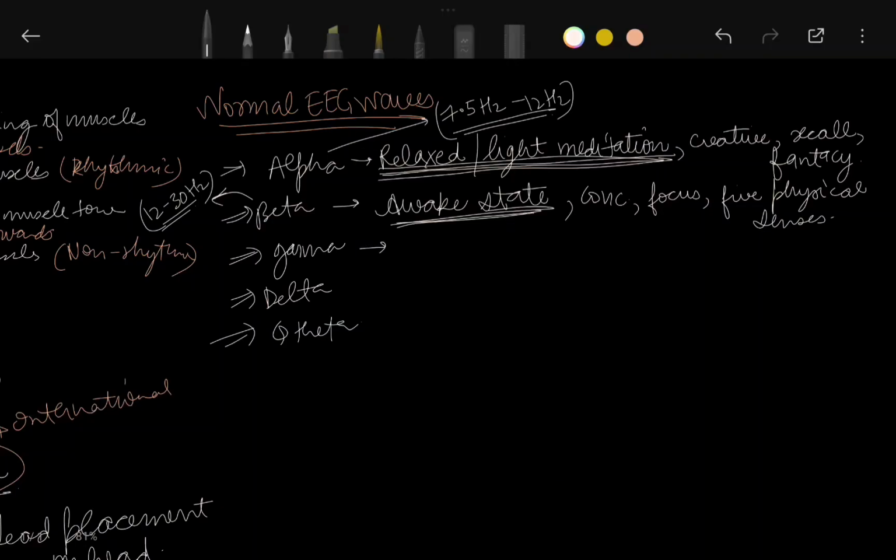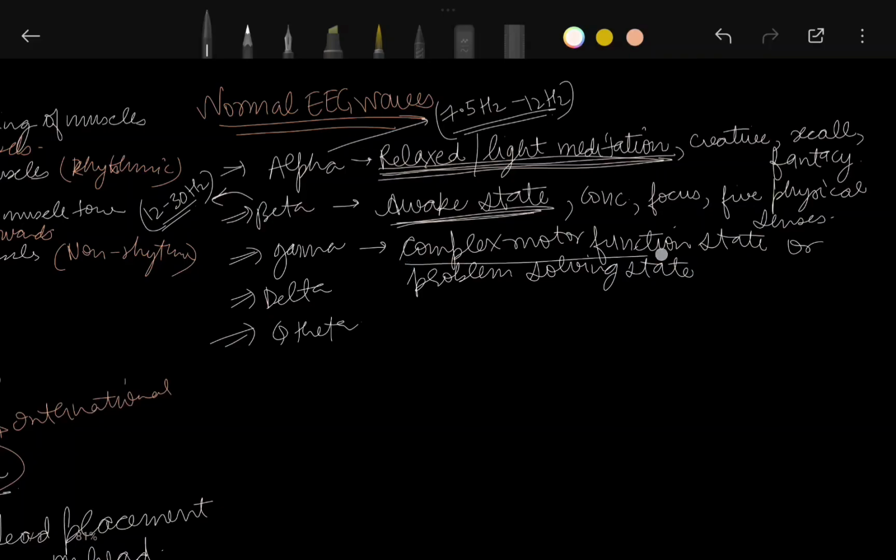After that, gamma waves. They are seen during complex motor function state or during problem solving state, and again during concentration. For example, while I'm solving maths, or any kind of puzzle, my mind is in a problem solving state, and then my brain is emitting gamma waves. The gamma waves are 30 to 100 hertz in frequency.